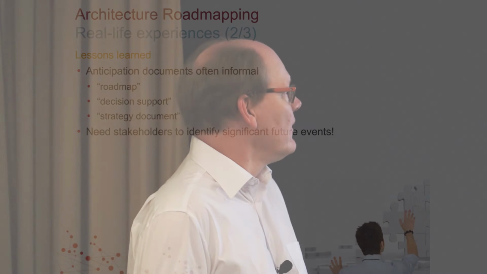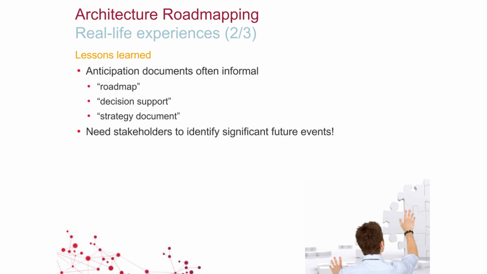Lessons learned. Well, these anticipation documents or evolution viewpoints, as we call them, are never called evolution viewpoints in real life. They exist, but often as what they call a roadmap or a decision support document or a strategy document or whatever, maybe a domain reference architecture. But they exist, but maybe now that we have a concept to discuss them and to reason about them, we can improve the way that they deal with the time dimension.